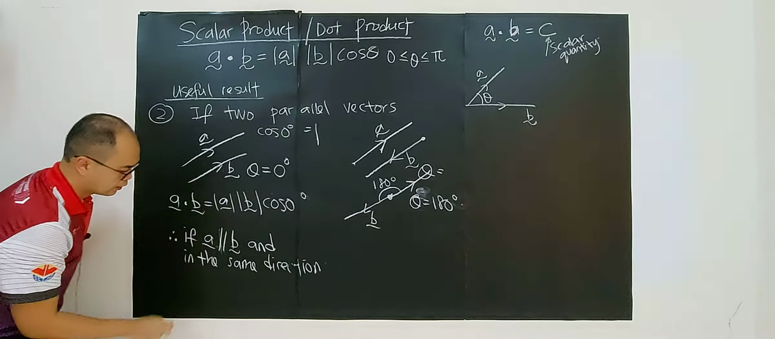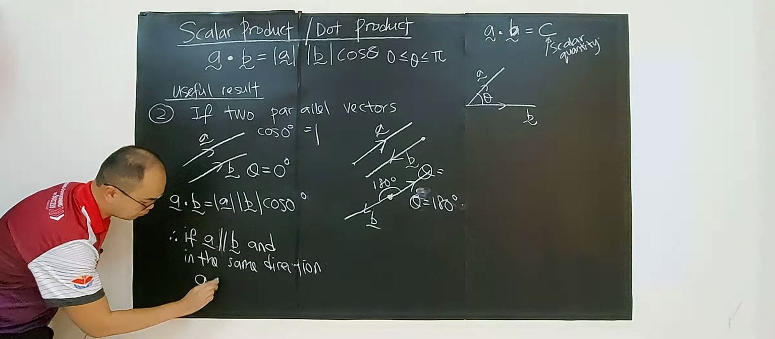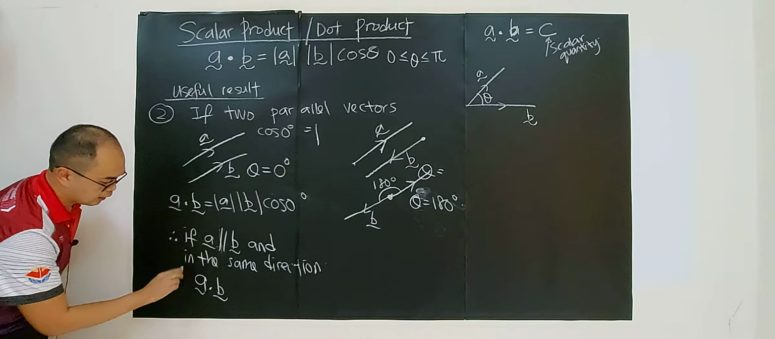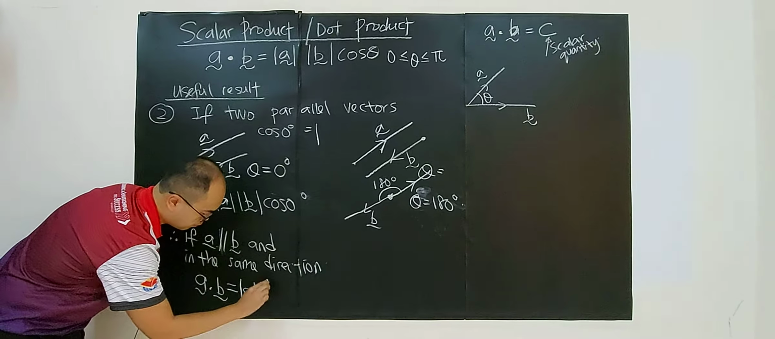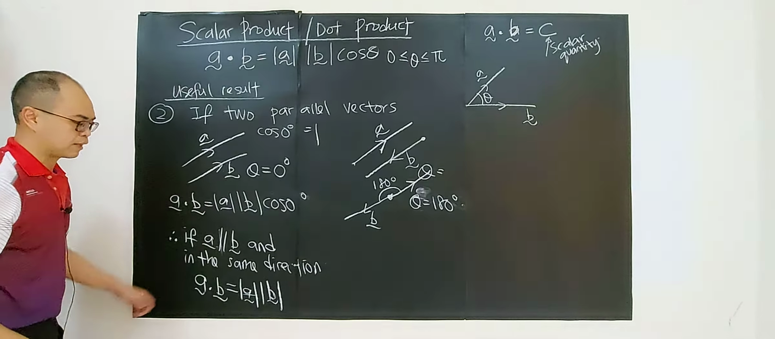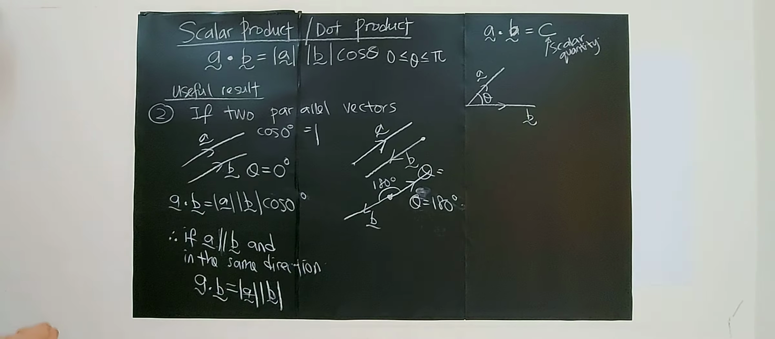So we say that A dot B will be equal to the magnitude of A multiplied by the magnitude of B, right?